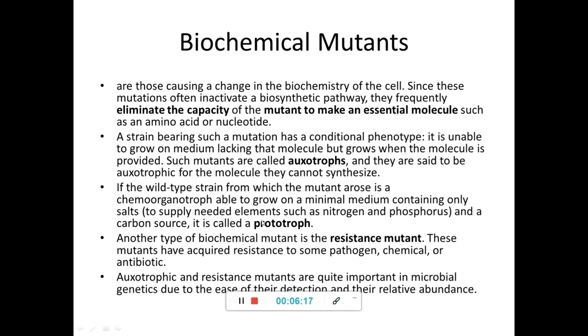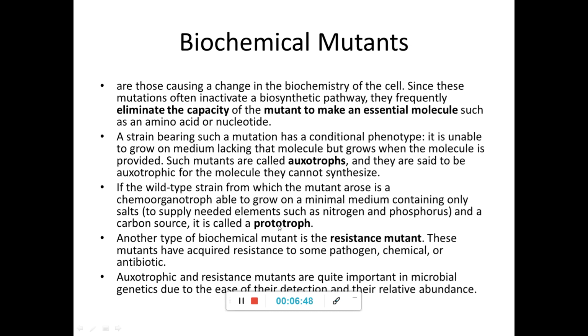Another type of biochemical mutant which we come across is a resistant mutant. These mutants acquire resistance to some pathogens, chemicals or antibiotics. Now you might have come across the MDR strains, the multi-drug resistant strains, MRSA, like methicillin-resistant Staph aureus. What are these organisms becoming? They are becoming methicillin resistant. So it is a mutant.